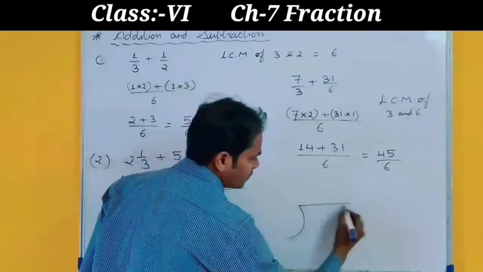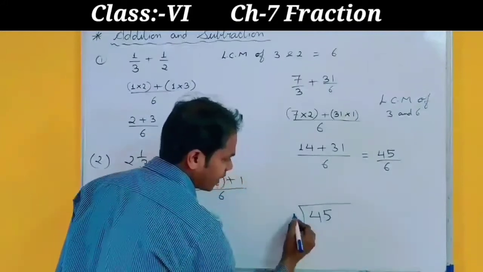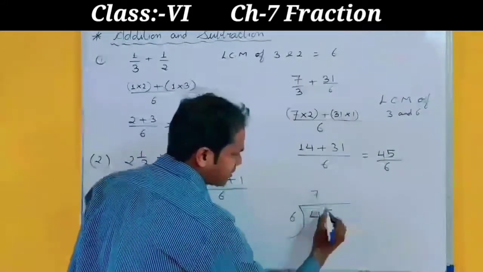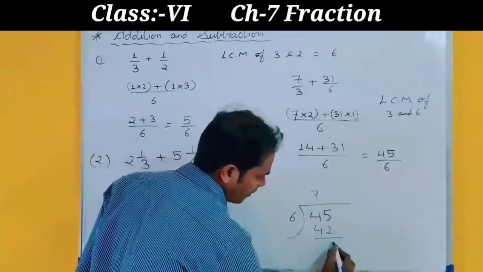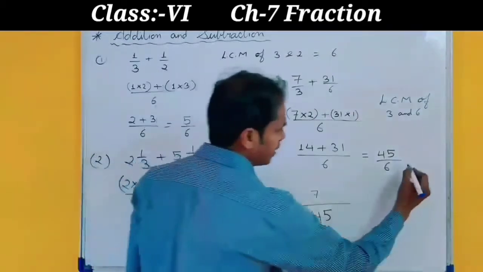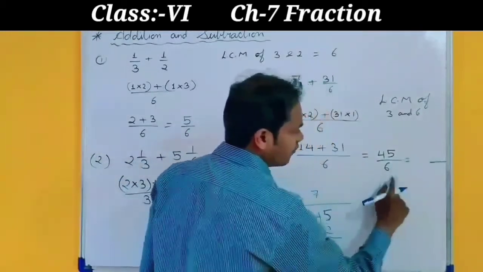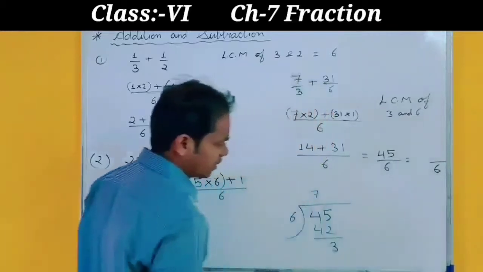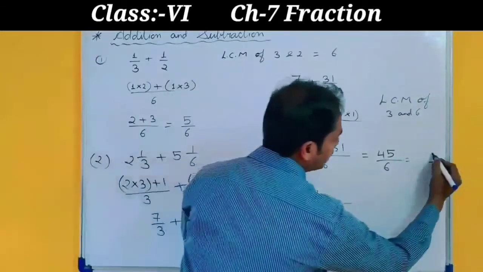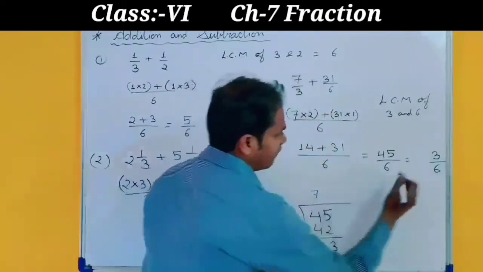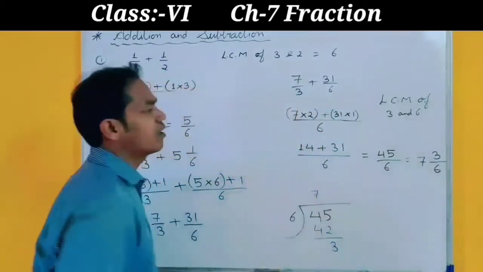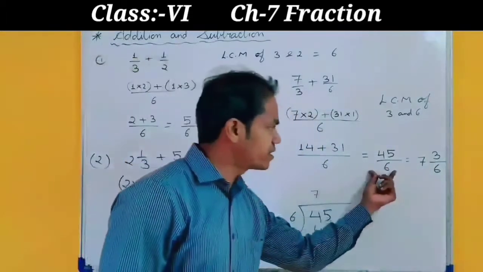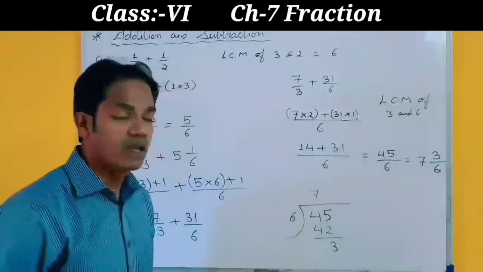Again you can change it into a mixed fraction by dividing. 6 7s are 42. Your remainder is 3. So how will you write it as a mixed fraction? You are dividing by 6, so 6 will come in its place only. What is the remainder? 3. 3 will go here and 7 times will come here. This is your answer. You have changed this improper fraction into a mixed fraction.